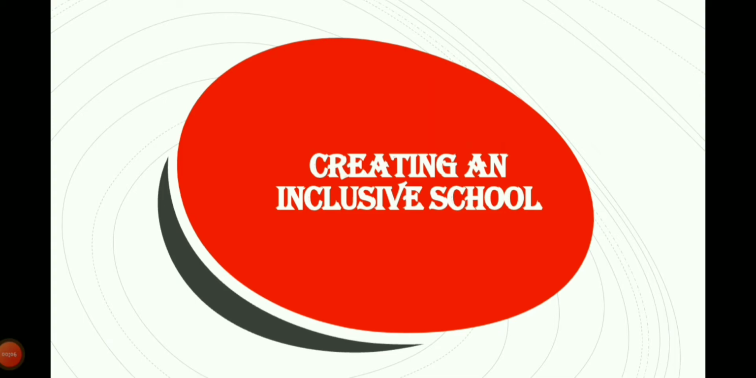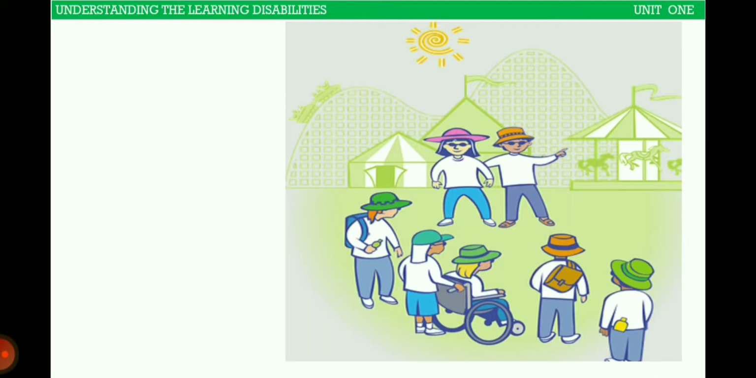Today we are going to start another chapter from the subject Creating an Inclusive School. Inclusive school, you might have heard this word, right? An estimated 240 million children worldwide live with disabilities. Like all the children, children with disabilities have ambitions and dreams for their future. Like all children, they need quality education to develop their skills and realize their full potential. There comes the importance of inclusive education.